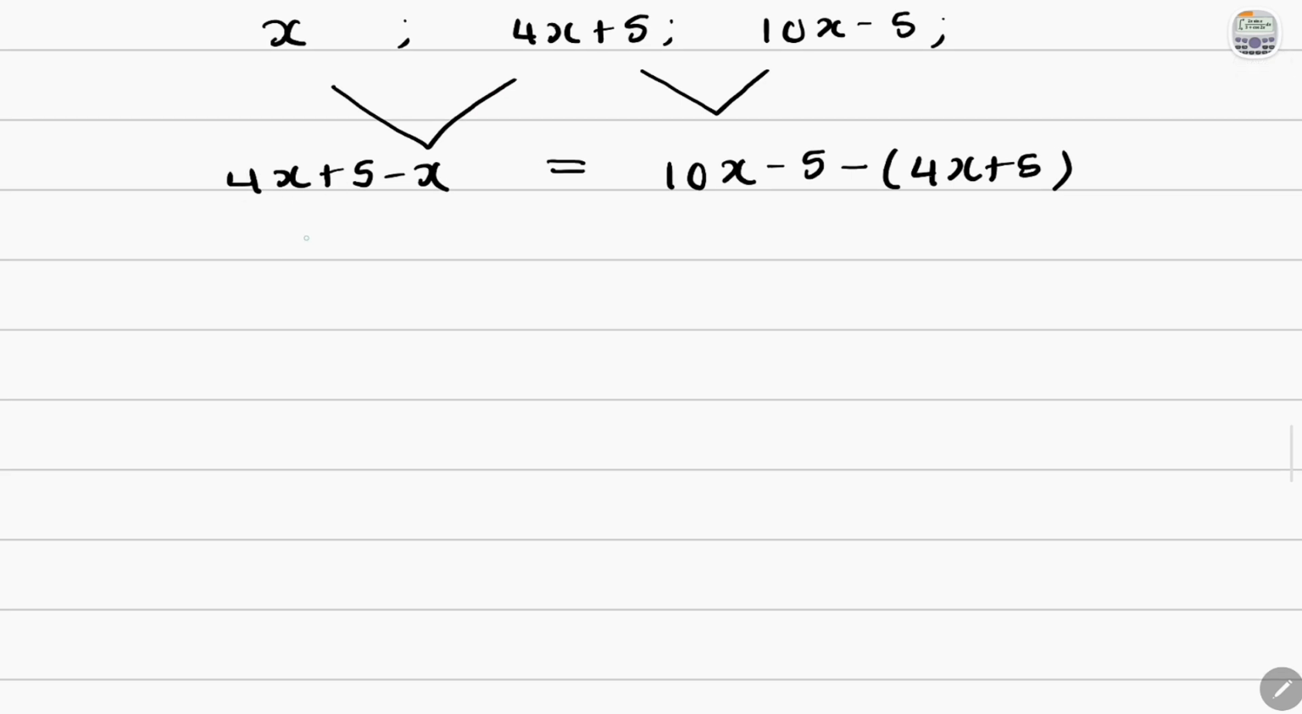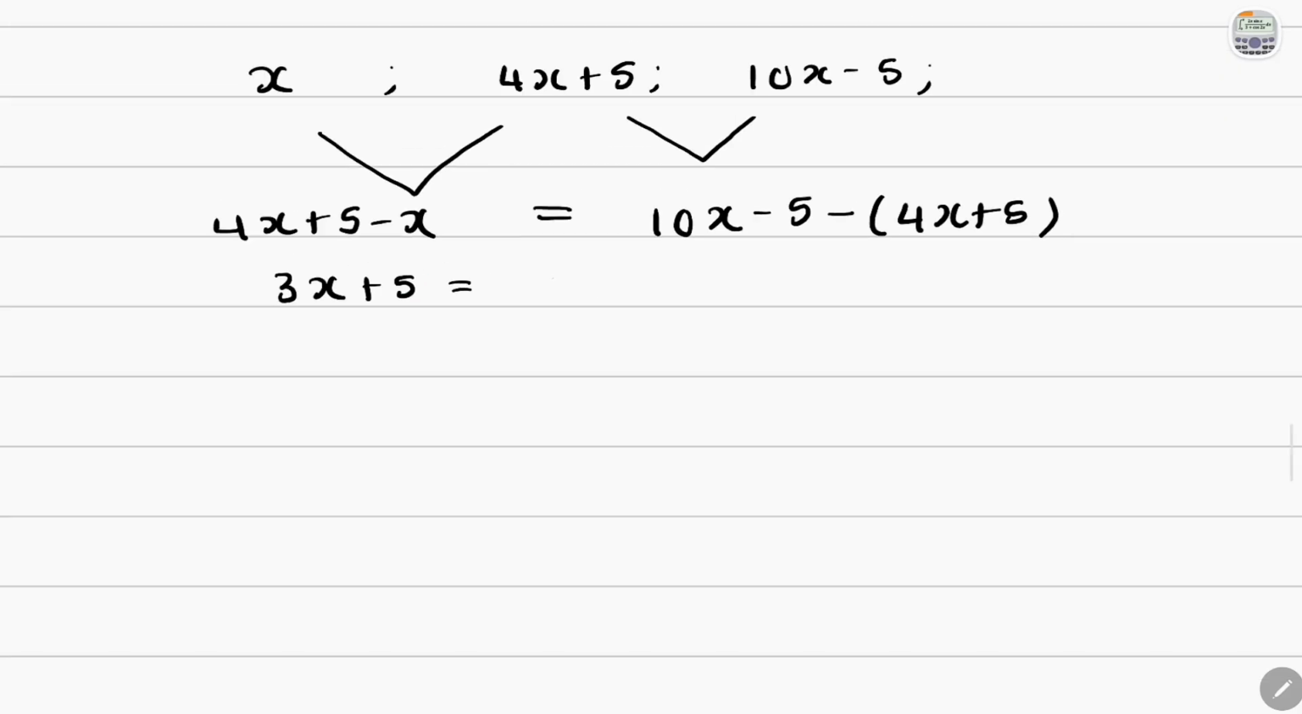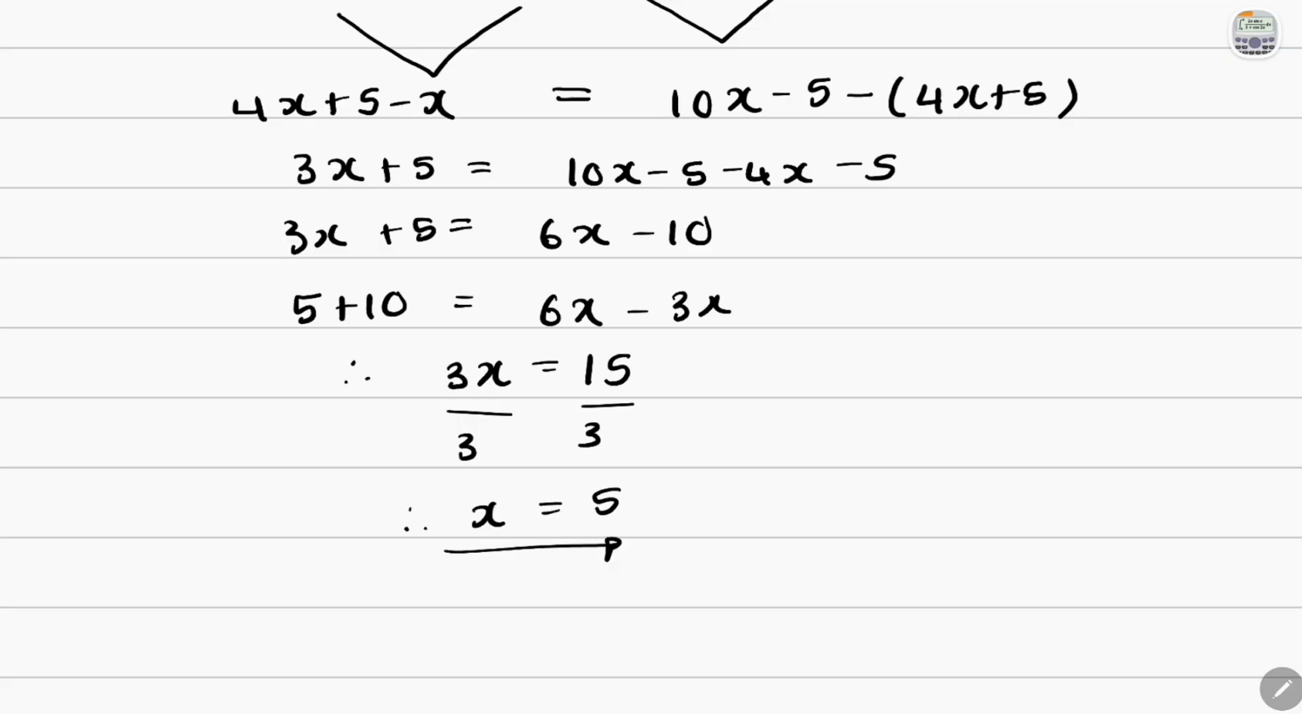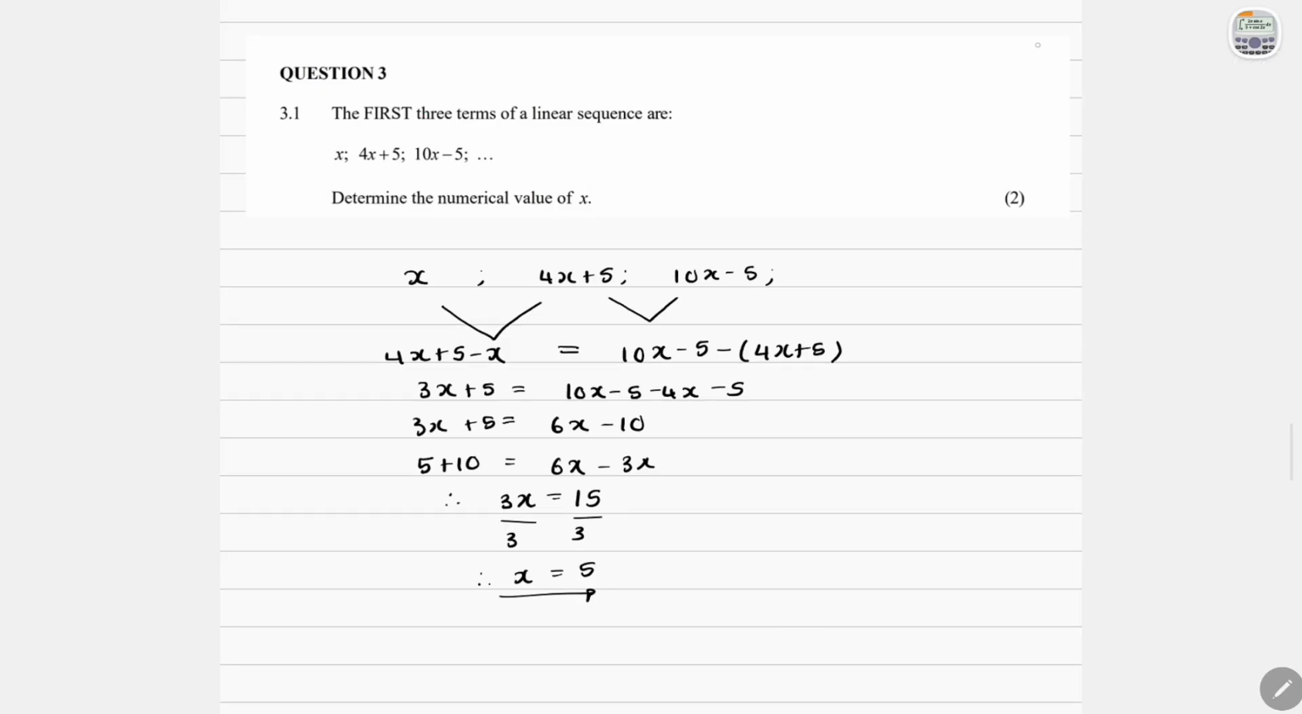Let's solve. We say 4x minus x, which gives us 3x, and then plus 5 is equal to, and let's simplify the other side. So this is 10x minus 5 minus 4x minus 5. When you subtract there, this is still 3x plus 5 equals 6x, and negative 5 minus 5 is negative 10. Okay, now we can transpose. I'll leave 6x here, take the 3x over, and the negative 10 comes over to become positive 10, so 5 plus 10. That gives us 3x equals 15. Divide both sides of the equation by 3, and finally, x is equal to 5, and that is our answer. Moving on to the next question.